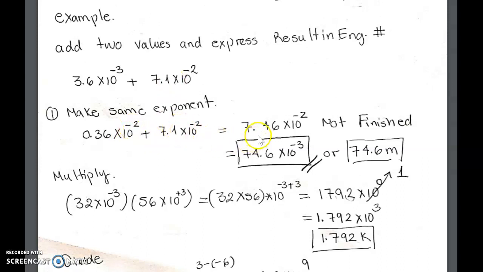The second step was just to add the values without their base of tens. So 7.1 plus 0.36 is equivalent to 7.46 times 10 to the -2. But we are not finished here. We have it so far in scientific notation. They are asking for engineering notation. So we are going to go one step farther. I'm going to move the decimal point to the right one more time, so I make the 2 into a 3. So my value is actually 74.6 times 10 to the -3. That is engineering notation. Or I can use the prefixes and say 74.6 milli.